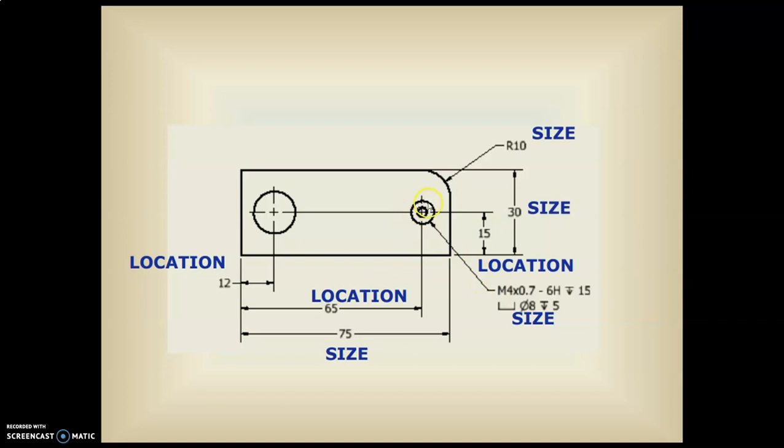This is a counterbore, that is a size. This is a radius, that is also a size. We usually start off when we do the locations first, and then the sizes second.